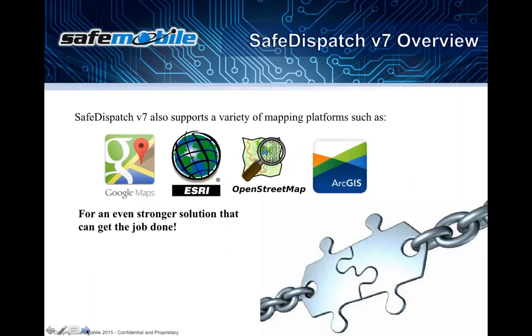Safe Dispatch version 7 also supports a variety of different mapping platforms such as ArcGIS, OpenStreet, Esri, and of course our standard recommended Google Maps. These various types of mapping platforms help to provide an even stronger solution that gets the job done.